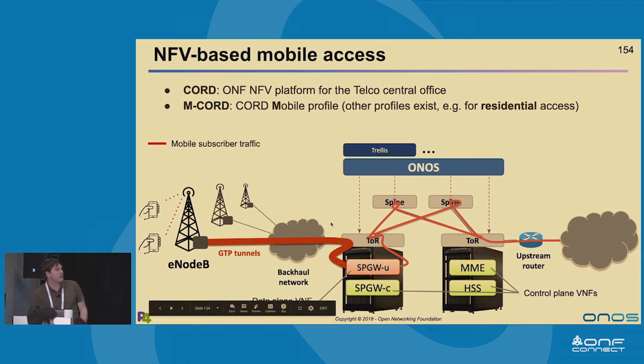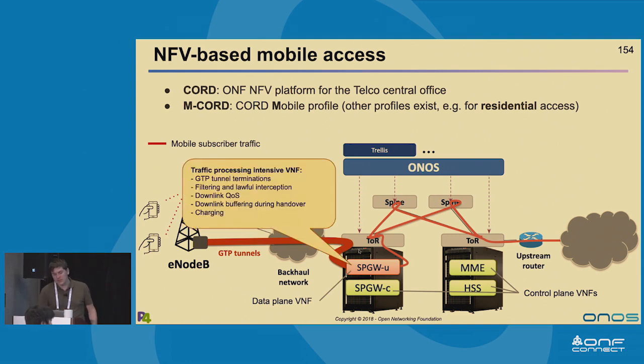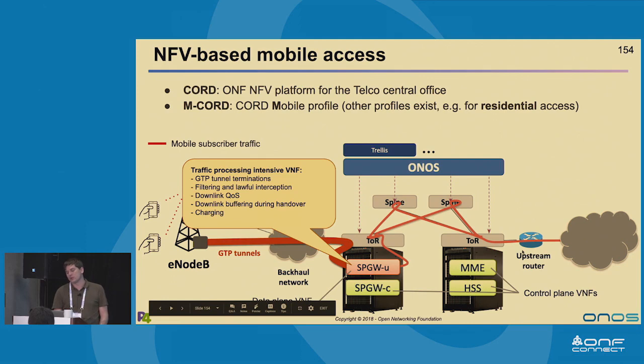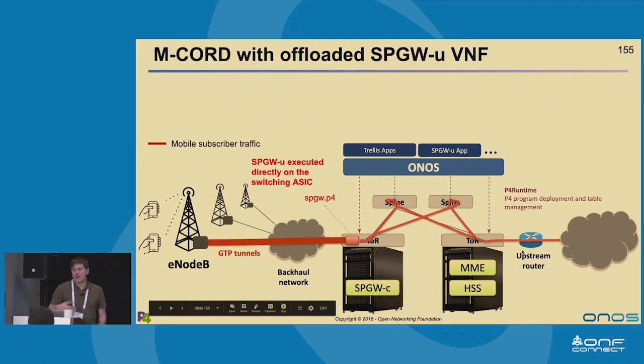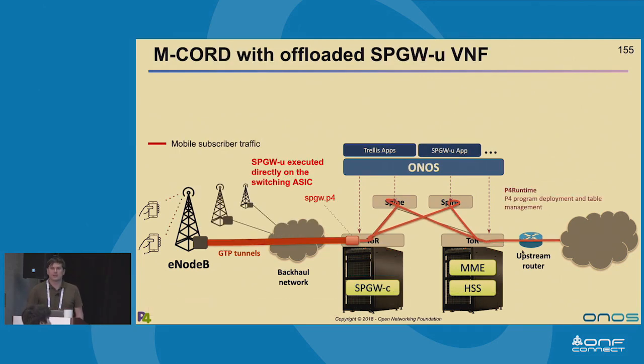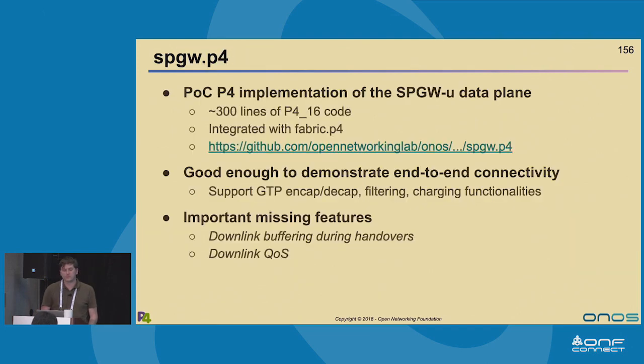So you can see packets are received by the switch. They leave the switch. They go through a server, which processes functions like GTP tunnel termination, filtering, again, QoS, very similar to a BNG, and sends it back to the fabric to go to the internet. What we did, again, was to use P4 to implement the same functionality, but this time running on a switch. And to do this, we created a program called SPGW-u.P4.